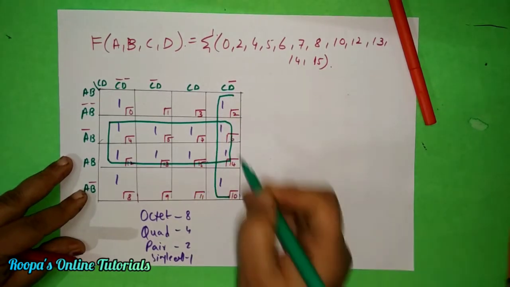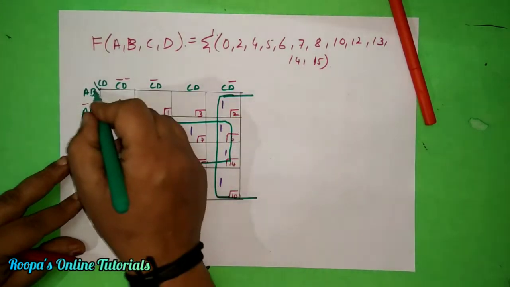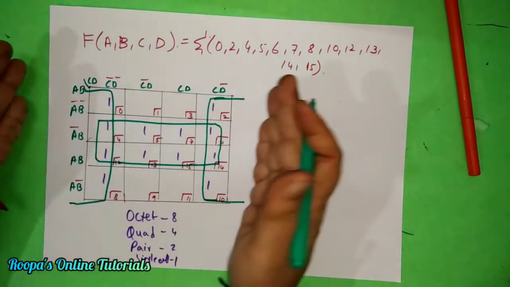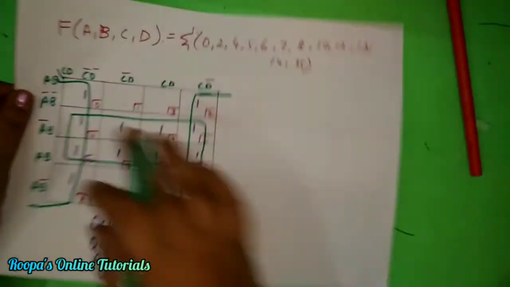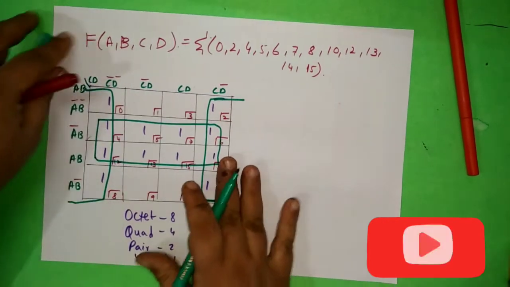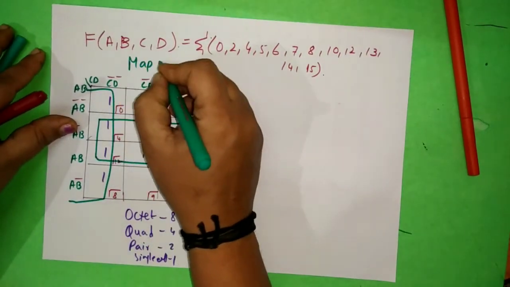You can see here the adjacent cell here. This is 4 and this is 4. Can you see this? So it is like I have rolled it like this. I have turned it like this, so that this 4 and this 4 has become an octet. So this is called as what? It is known as map rolling.